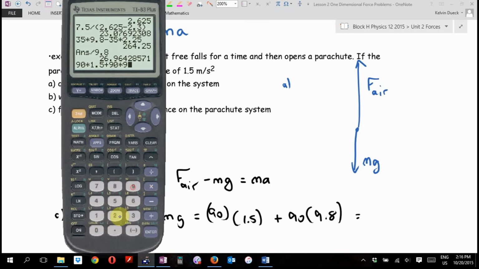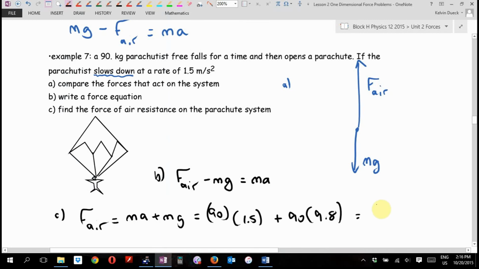I should be able to do this in my head. Oh, I don't even want to hit equals. I want to, forget it. 1017, yeesh. Oh, to 3 sig figs, it'll be 1020, right?